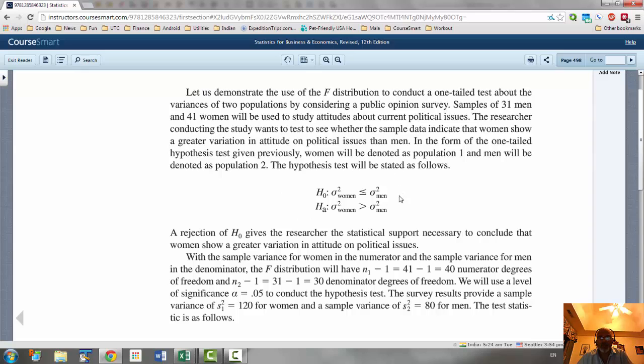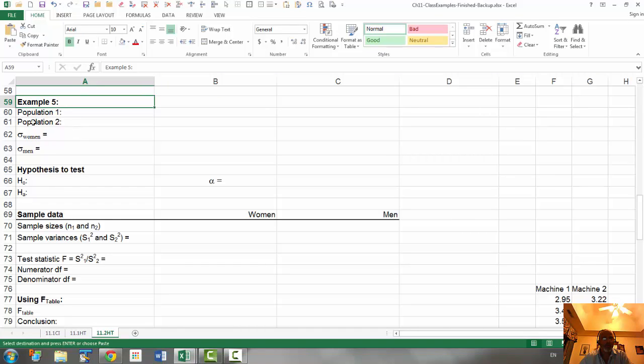So we have to set up the hypothesis in this fashion. The null hypothesis is that the variance for women is less than or equal to men, but the alternative is that the variance for the women is greater than men. We have samples of 31 men and 41 women, and the variances are given. A variance of 120 for women and a variance of 80 for men, and based on that we want to conduct the test.